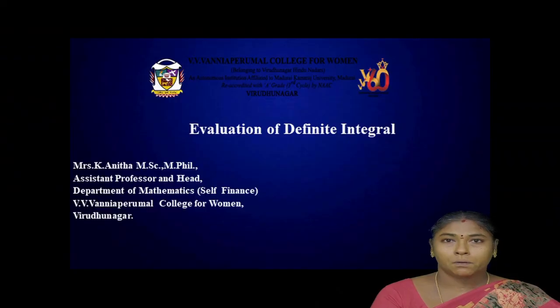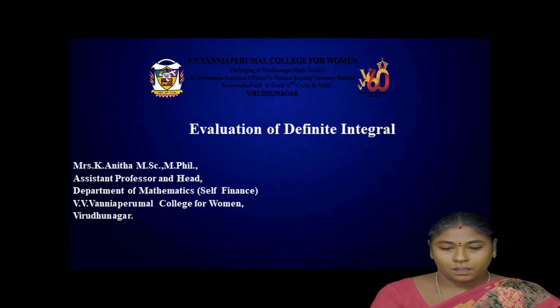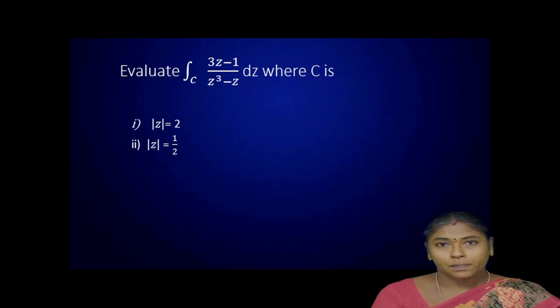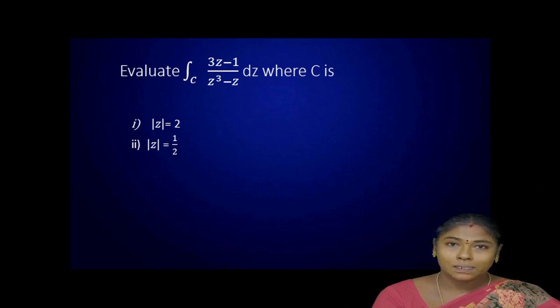We are going to see about evaluation of definite integrals in complex analysis. We are going to deal with an example. Let us evaluate the integral over C of (3z minus 1) by (z cube minus z) dz, where C is the circle mod z equal to 2 and mod z equal to 1 by 2.